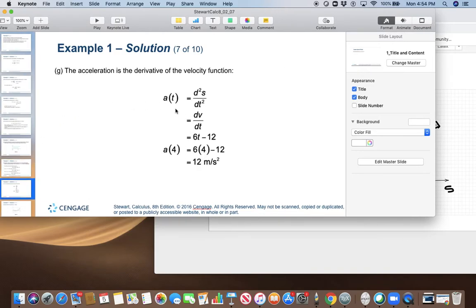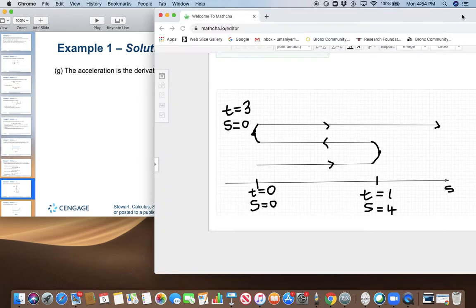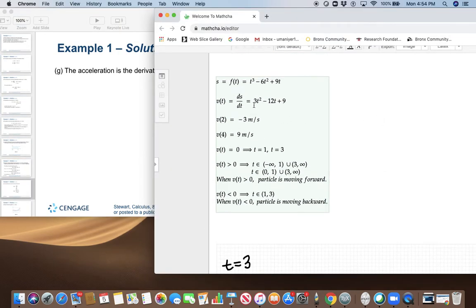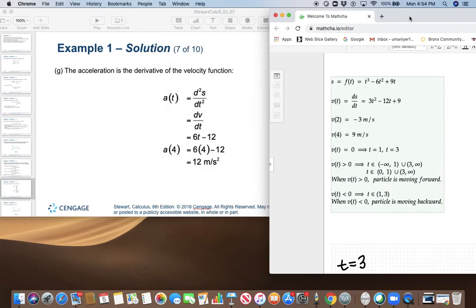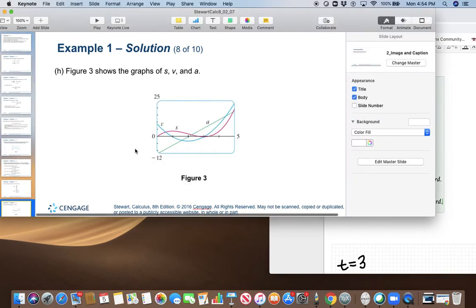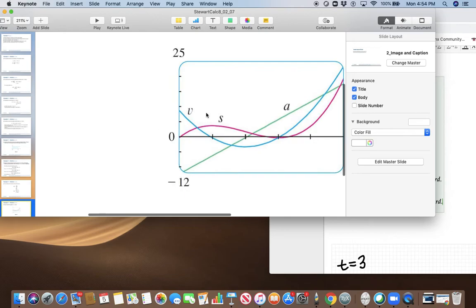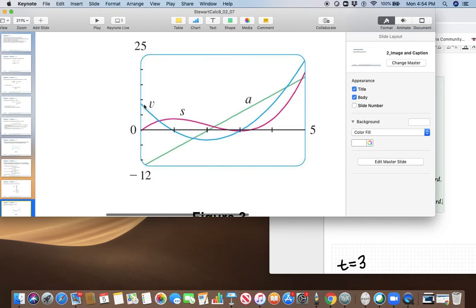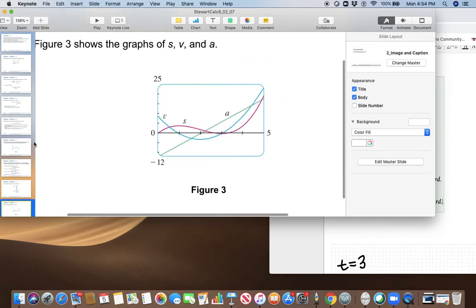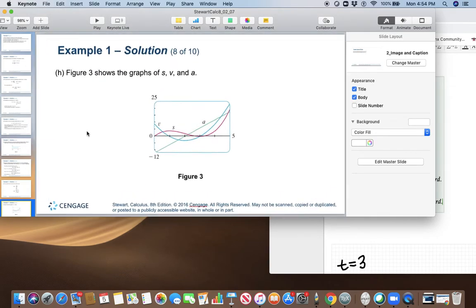What about the acceleration? Acceleration is second derivative of position or derivative of velocity. Let's look at the velocity. Velocity was this. Its derivative is 60 minus 12. After 4 seconds, well, I'm just plugging in t equals 4. Now, graphs of S, V, and T. S is the pink one. V is the parabola, A is the line. Okay, so they have used a computer system to graph these, which is fine.